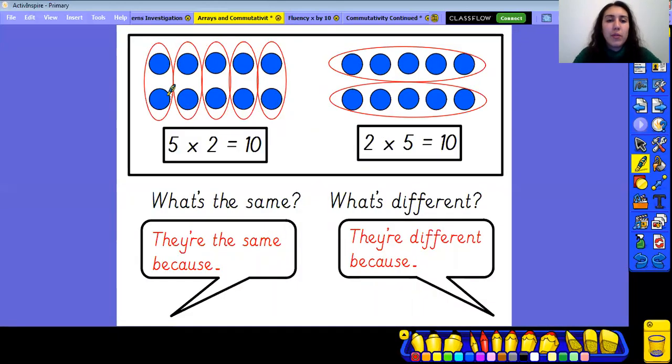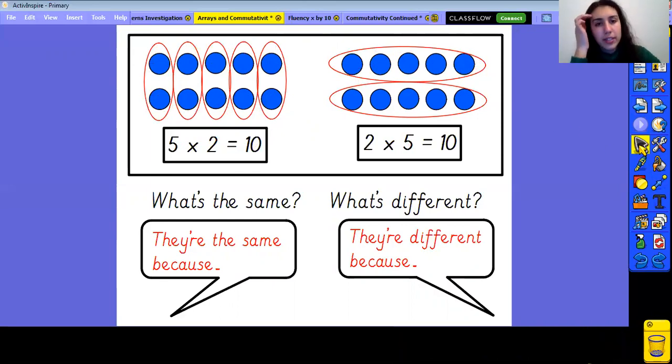This is the first way that we did. We had our counters and we grouped them into their columns like this. And we had 5 groups of 2 equals 10 counters altogether. But then instead of grouping them going down, we also grouped them going across in their rows. And then we had 2 groups of 5 counters, but we still had 10 counters at the end.